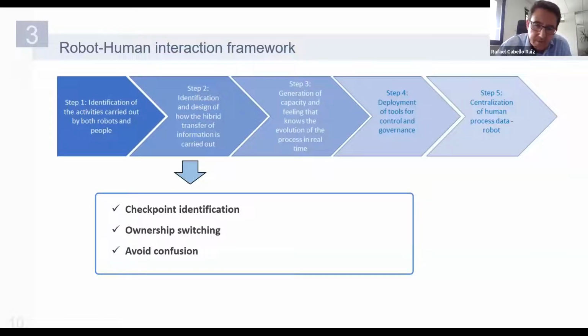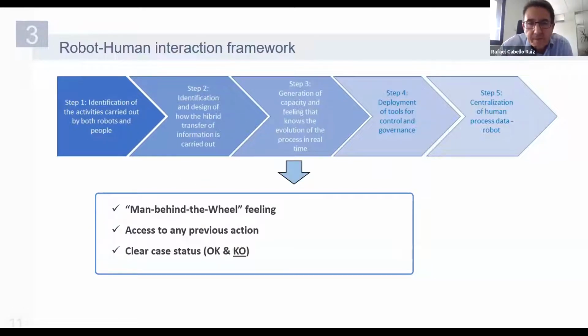The human must have all the data and all the information to perform the task, and you must avoid confusion about what can be done by a robot and what can be done by a human.